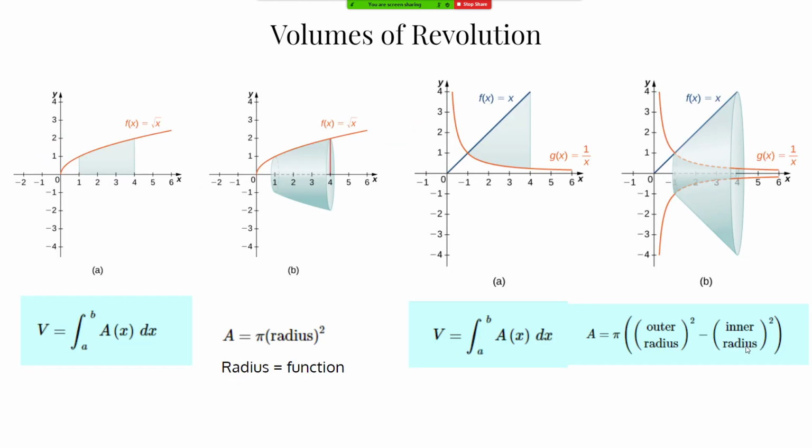So volumes of revolution, you have disk method and washer method. For disk method, there's no gap if you want to rotate around the x-axis. So it's just from a to b of the area, which is pi r squared, and r is the function. For washer method, the area is pi times the outer radius squared minus the inner radius squared. So you just integrate that from a to b.